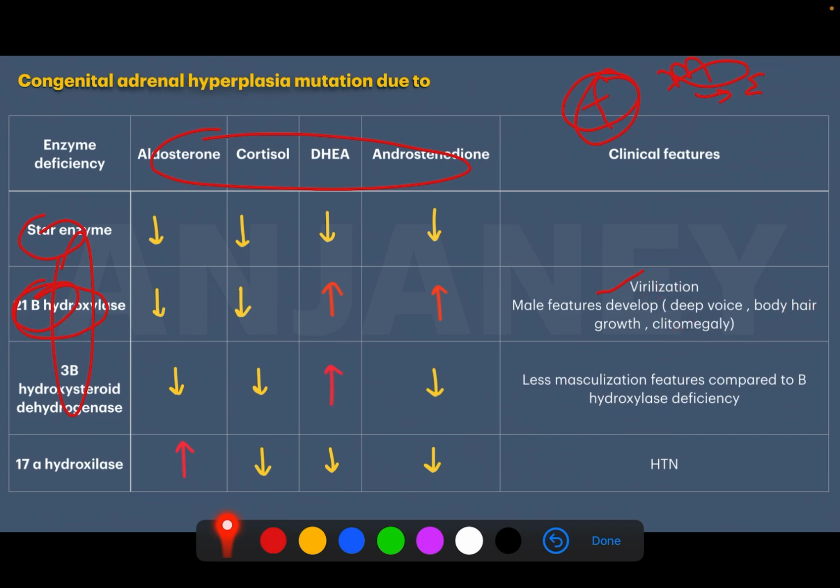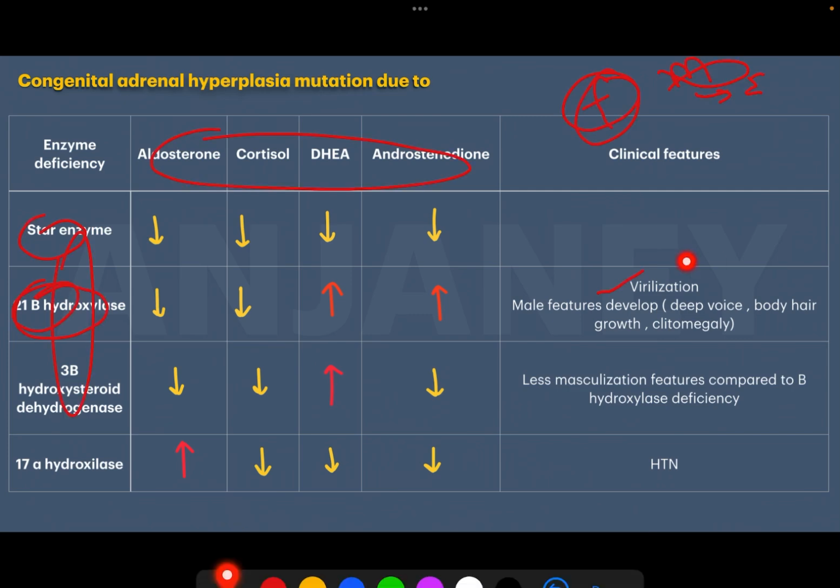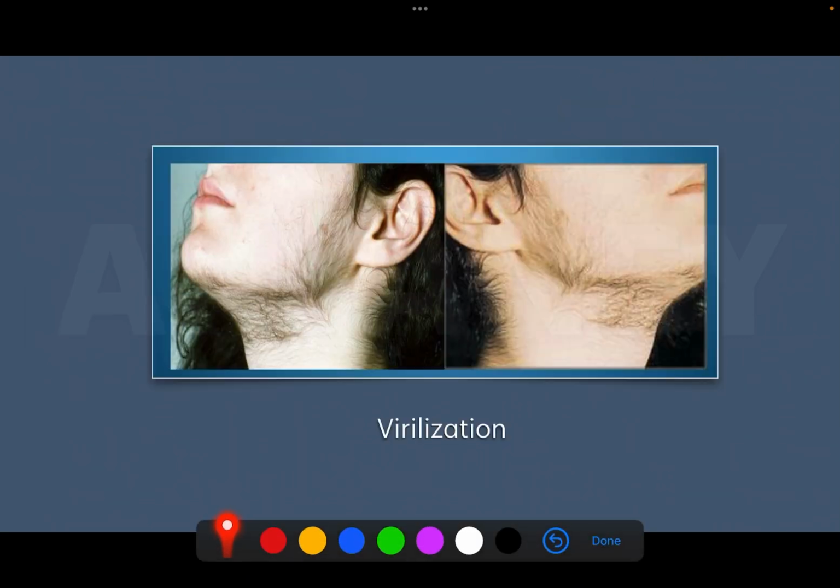But the important thing is, virilization will happen only when both the sex hormones are increased. If there is an increase in only one sex hormone, DHEA, then DHEA is not that strong to cause virilization. Androstenedione is stronger, so we'll have fewer masculinization features as compared to this one. Done. So we are done with virilization, which is facial hair growth and male characteristics in the female, as obviously the adrenal gland is present in both males and females.